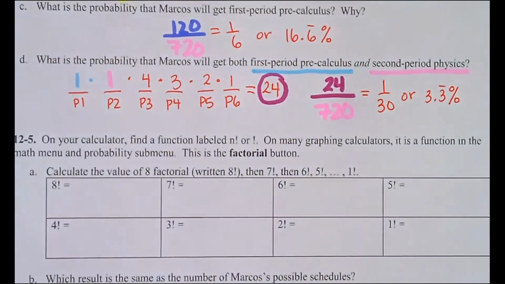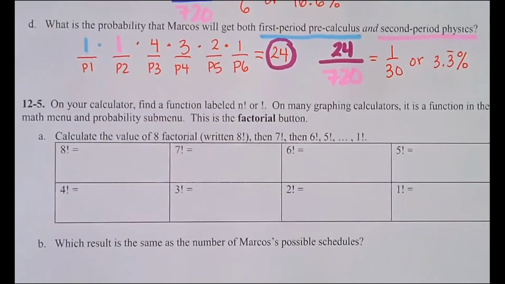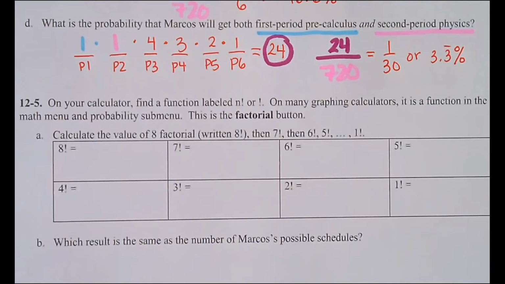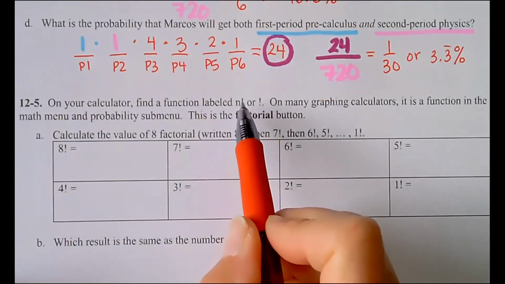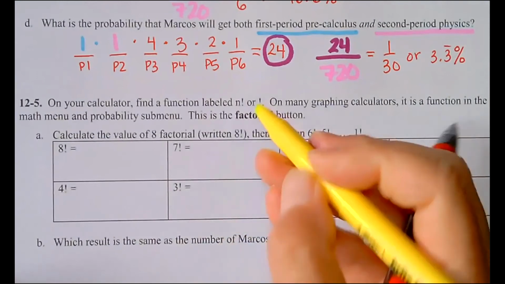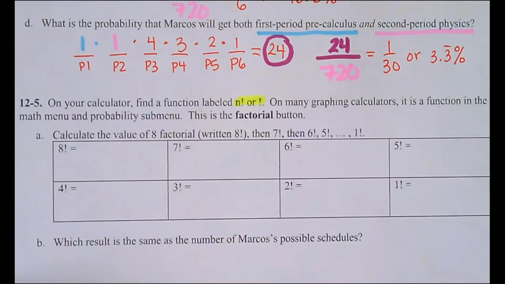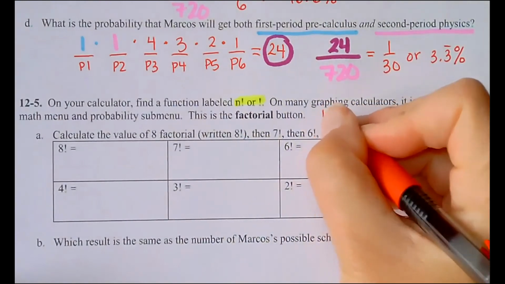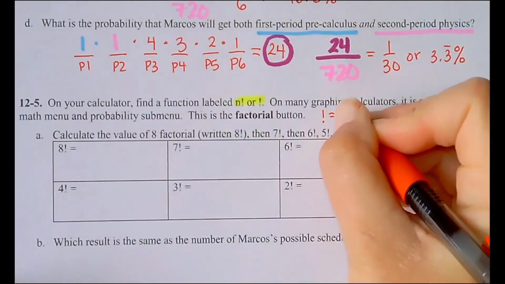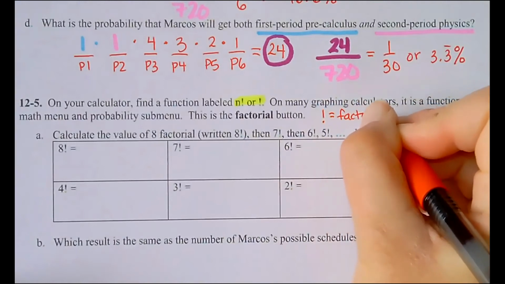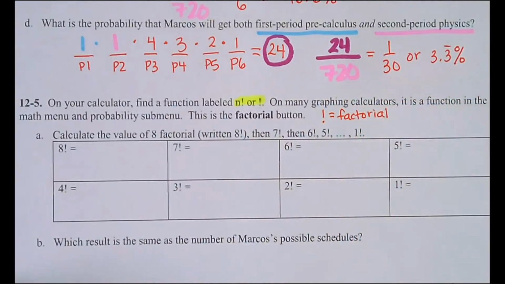So now, the next problem, we're going to be learning about a new function. And that function is this n factorial. Okay, this exclamation point means factorial. Okay, and it is an operation that we're going to be seeing here.